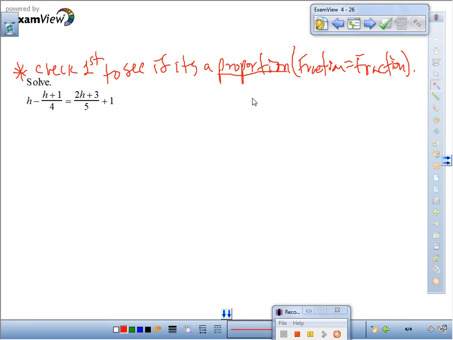Therefore, step 2, write this down. Multiply times LCD. Multiply times LCD if it's not a proportion. So like that, we can get rid of our fraction. Is that correct? All right. Turn to your neighbor and know what the LCD is on that one, please.